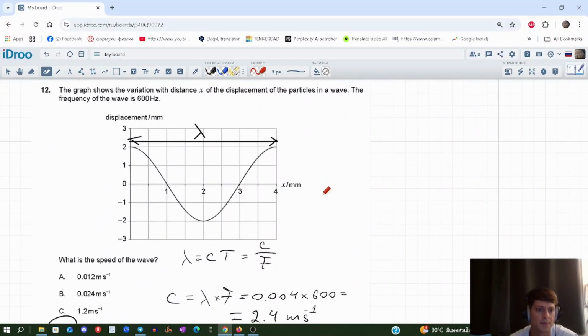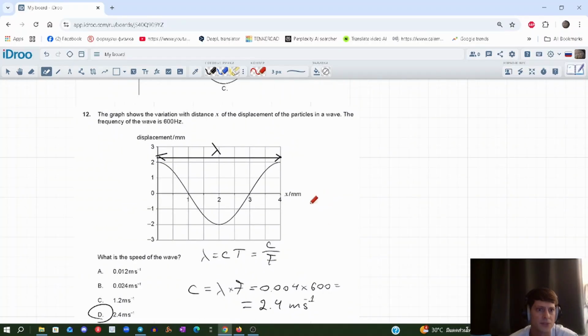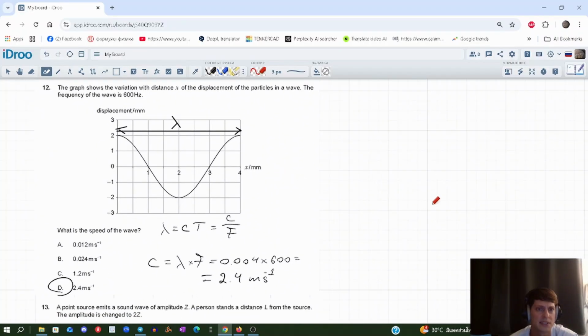Number 12. The graph shows the variation with distance x of the displacement of the particles in a wave. The frequency of the wave is 600 Hz. What is the speed of the wave? This is the snapshot graph here, and we can see that the wavelength lambda equals 4 millimeters here. 4 millimeters, or 4 times 10 to the power of minus 3 meters, right?